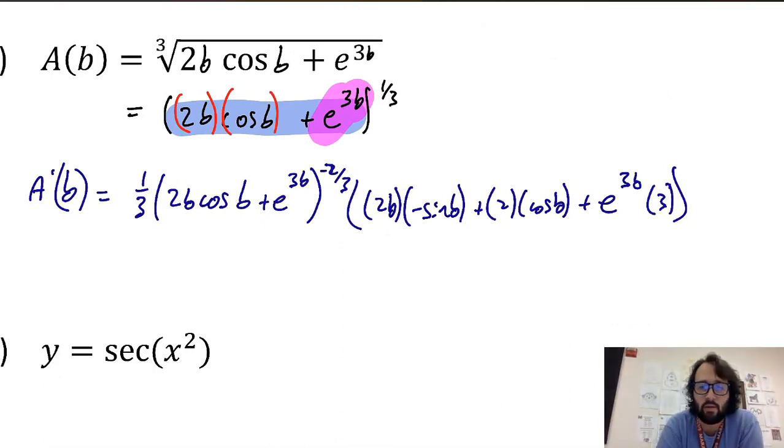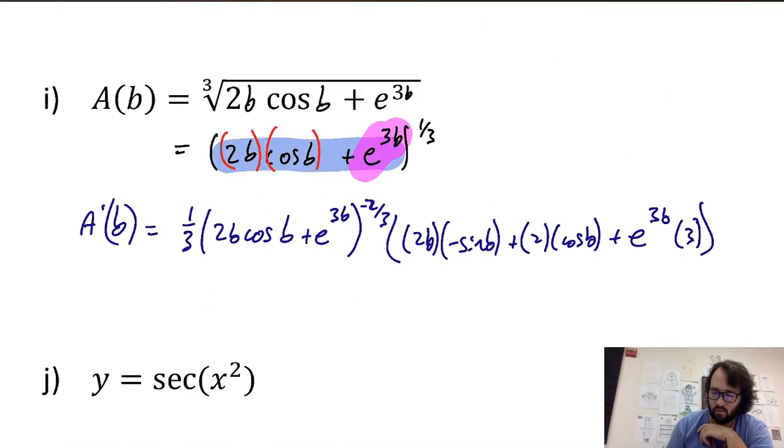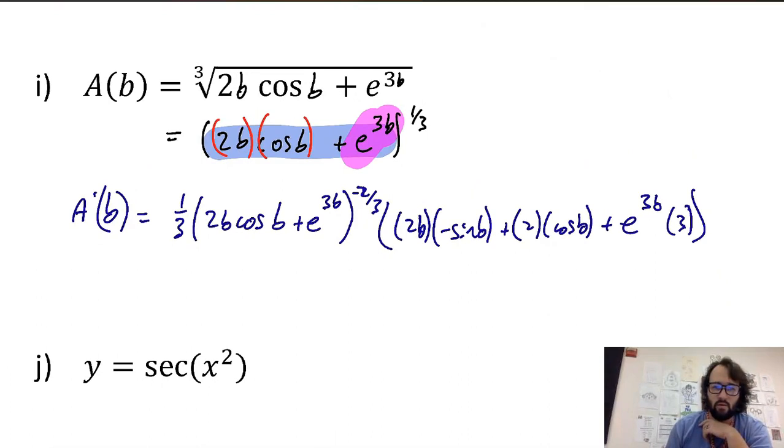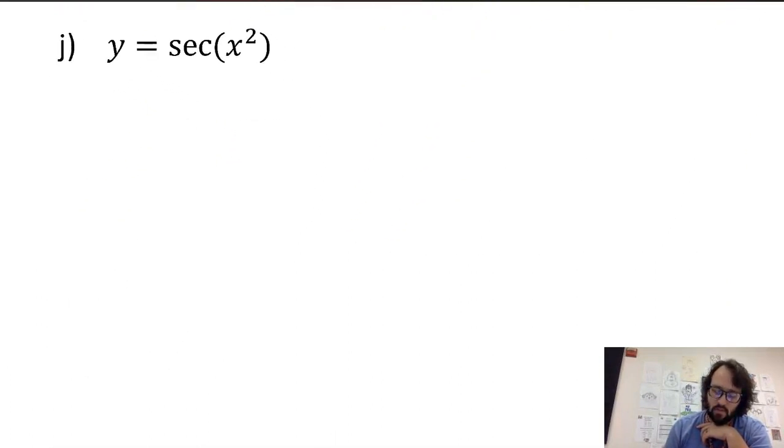Super ugly problem, right? But just take it slow, move bit by bit, go outside to inside as you go, still using all of your rules of differentiation. And again, I would not try to even simplify this at all. Literally, this problem exists to see if you guys can understand the chain rule.